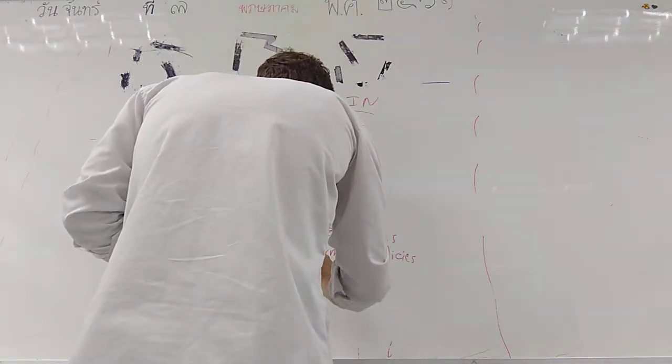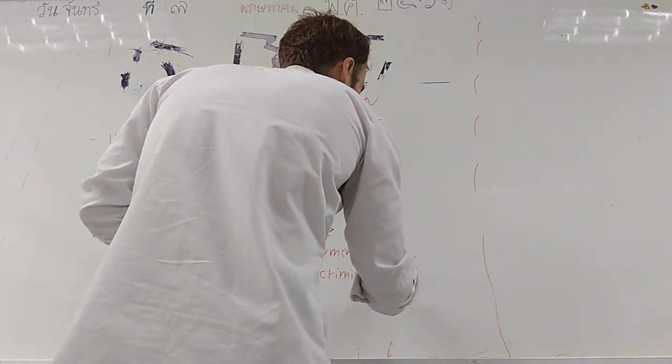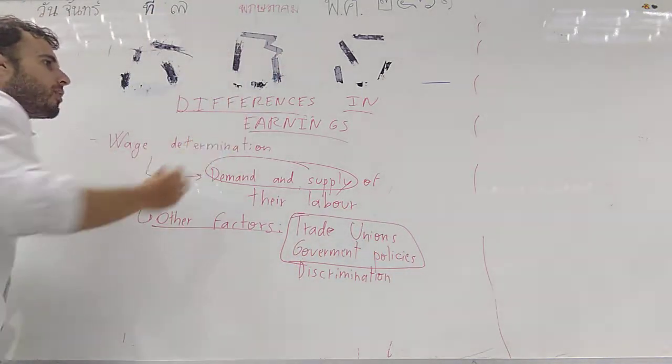Public opinion, discrimination. Okay, there are many, but the two most important ones are those two. So we have the difference in earnings.